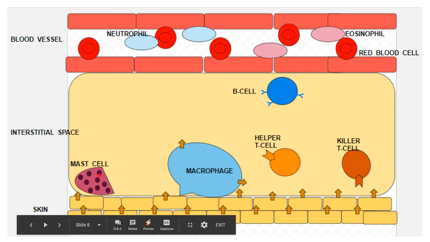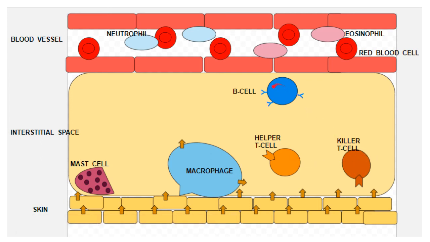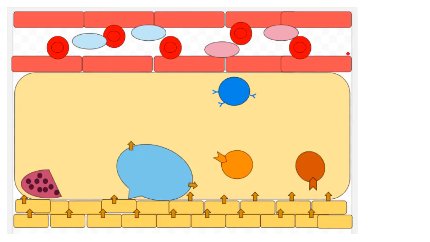You've got mast cells, you've got macrophages, you've got helper T cells, killer T cells, B cells, and then in our blood vessels, we also have neutrophils and eosinophils, as well as red blood cells or erythrocytes in your blood vessel. So let's get into the story ones.